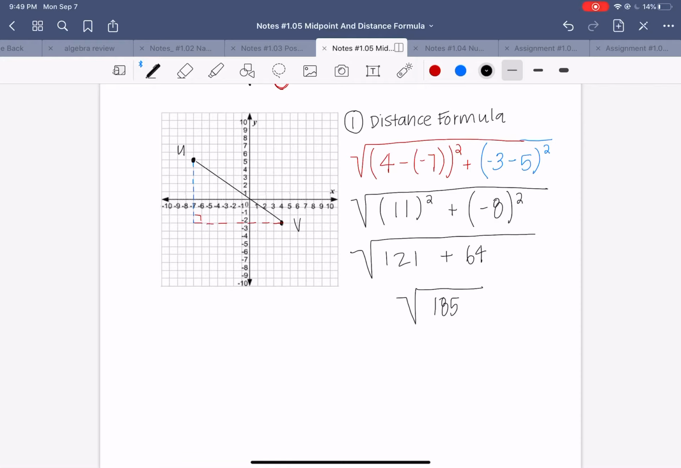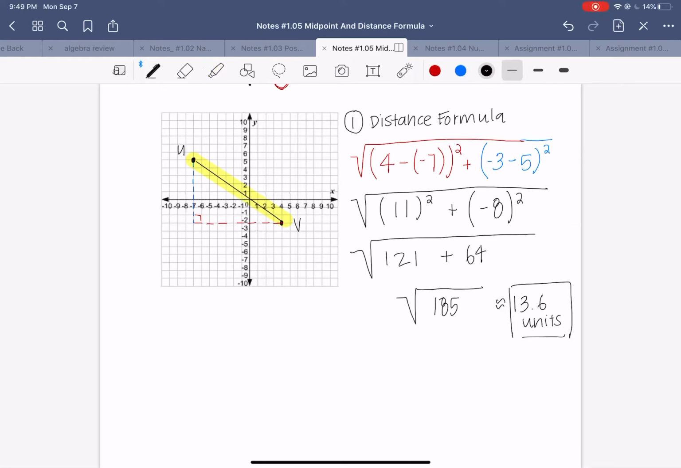Take the square root. And we get 13.60147. But it wants it to the nearest tenth. So 13.6 is the distance, and it's going to be units. So what we just calculated was from U to V.